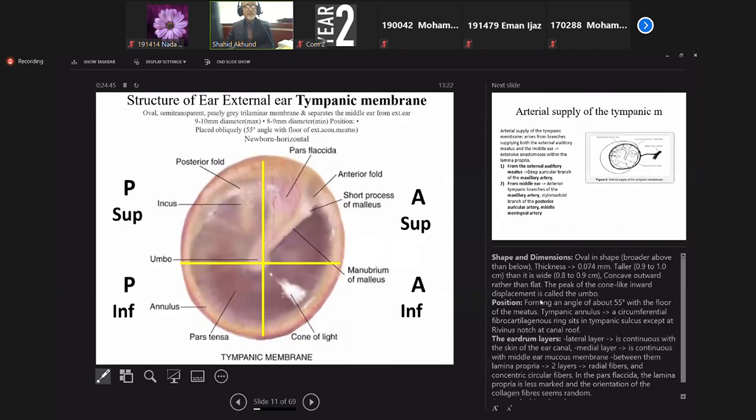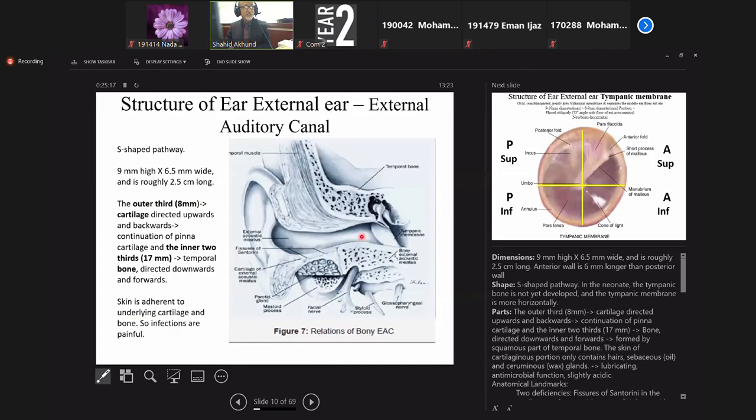membrane. This tympanic membrane is oval shaped, and it has a thickness of around 0.075 millimeter. It's a very thin membrane, and the dimensions are tall at one point and wide at the other point. So it's basically much taller than being wider. And it is concave. Remember that it is concave outwards. It's not flat. Let me go back. So you see, it is concave outward. It's not flat and straight.